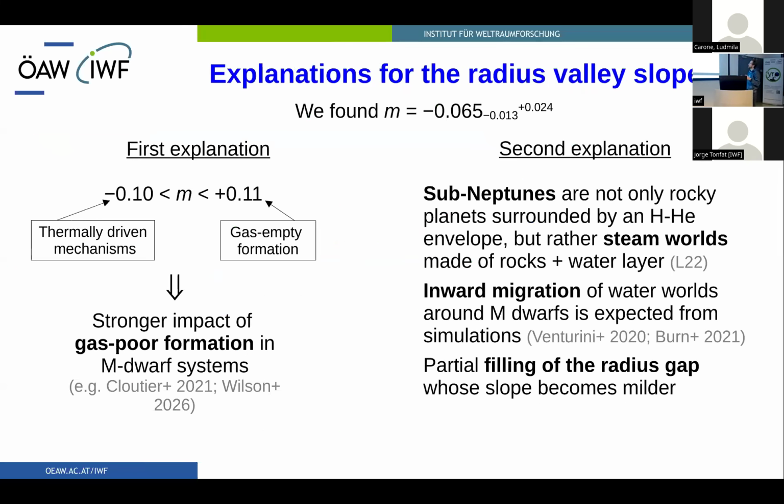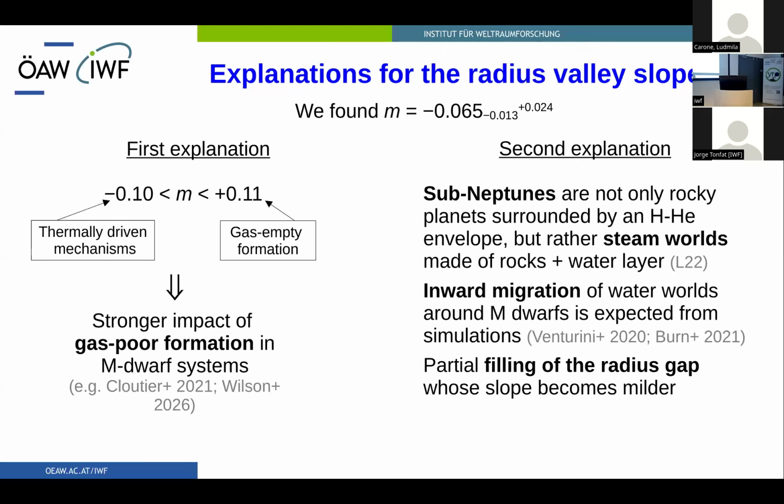If we want to summarize the possible explanations for the slope of the radius valley we found, minus 0.065, the first explanation could be that the slope we found is in between the one characteristic of the thermally driven mechanism and the one typical of gas-poor formation, maybe with a preference towards the thermally driven mechanism, but still a little bit in between. This means that if we compare our slope with the result coming from FGK stars, we may infer that there's a stronger impact of gas-poor formation in M dwarf systems.